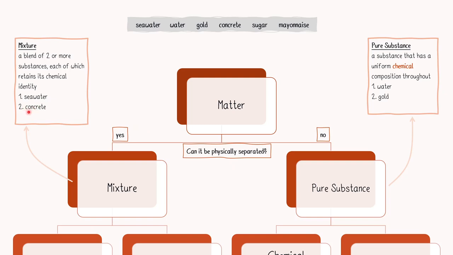Sugar, we had sugar as an example already. It would be impossible to physically separate sugar, therefore sugar is a pure substance. It is not an element like gold, but it is a pure substance because it has the same chemical composition throughout. Mayonnaise, on the other hand, can be physically separated, of course, and it is a mixture.